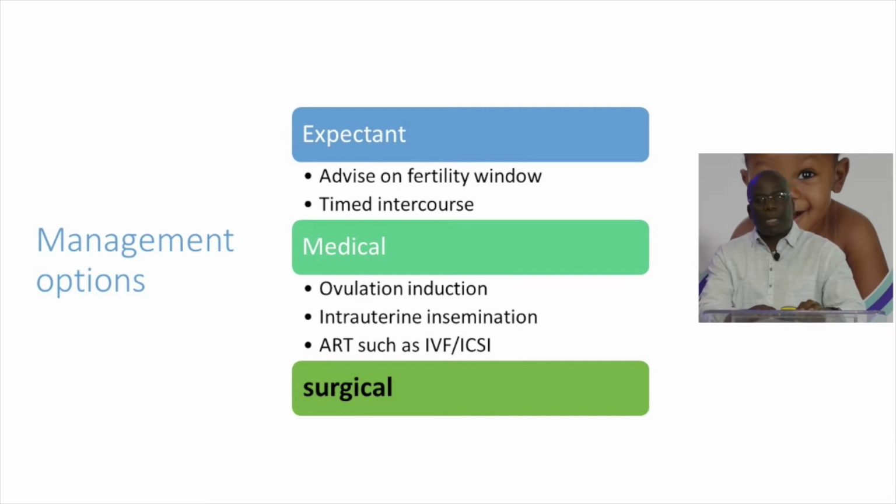These include expectant management, where we just give advice on the ovulation window, timed intercourse, and stuff like that, lifestyle changes. And then there's medical management options. These include ovulation induction, intrauterine insemination, and finally assisted reproduction in the form of IVF or ICSI. And finally, the third option is the surgical option. Now, we are going to talk about this option, the third option amongst all three options.